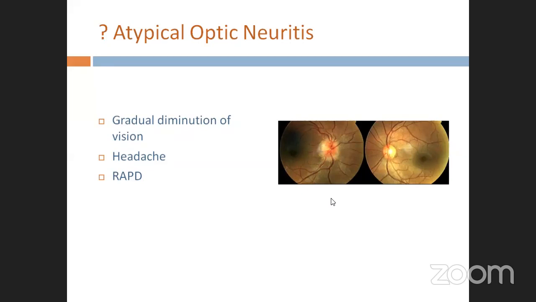What is the difference between typical and atypical optic neuritis? In typical optic neuritis, there is pain with eye movement. The pain will disappear from the second week. Vision will improve after the second week. In atypical, persistent pain, vision will not improve. Papillitis rather than retrobulbar optic neuritis. So this is atypical optic neuritis.